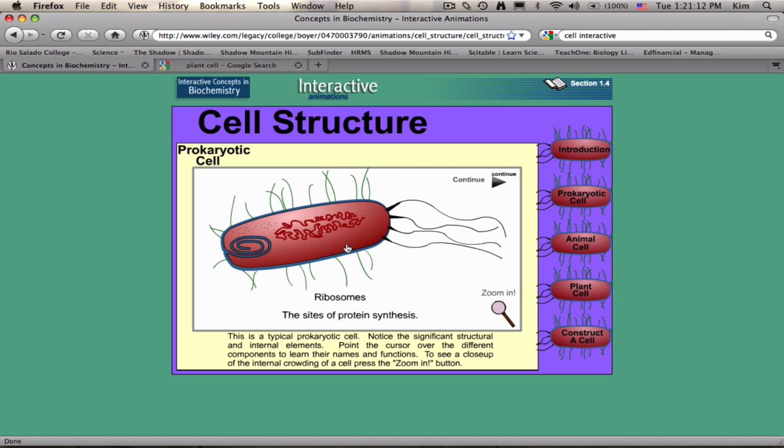So similar to eukaryotes, but this is a prokaryote, it's bacteria, and the biggest clue that it's a prokaryote cell is no nucleus. So you look at this and you say, oh, this cell doesn't have a nucleus, definitely a prokaryote.